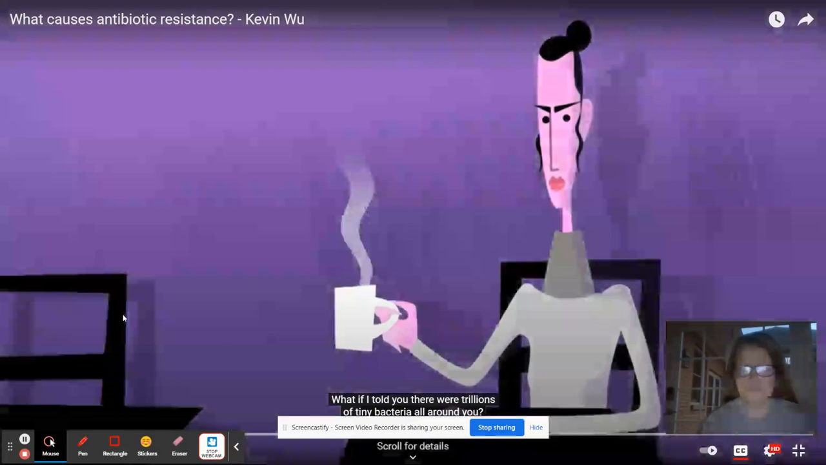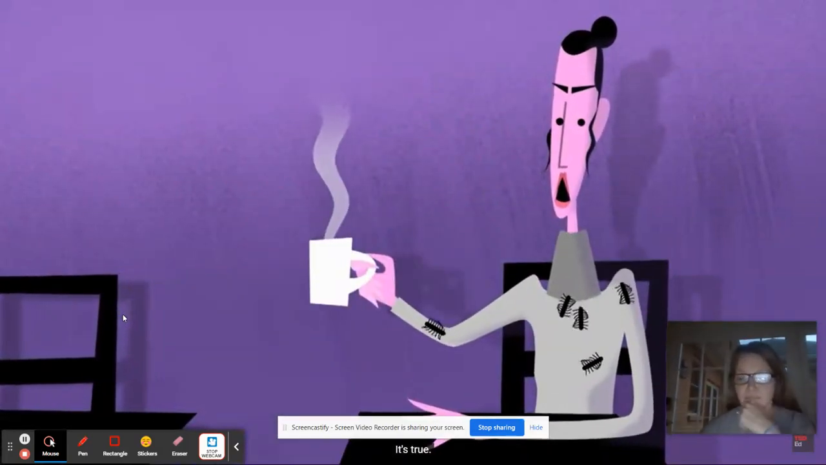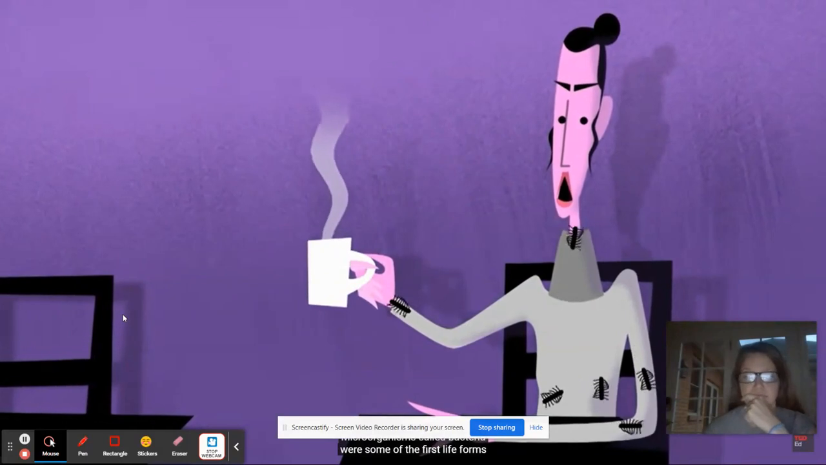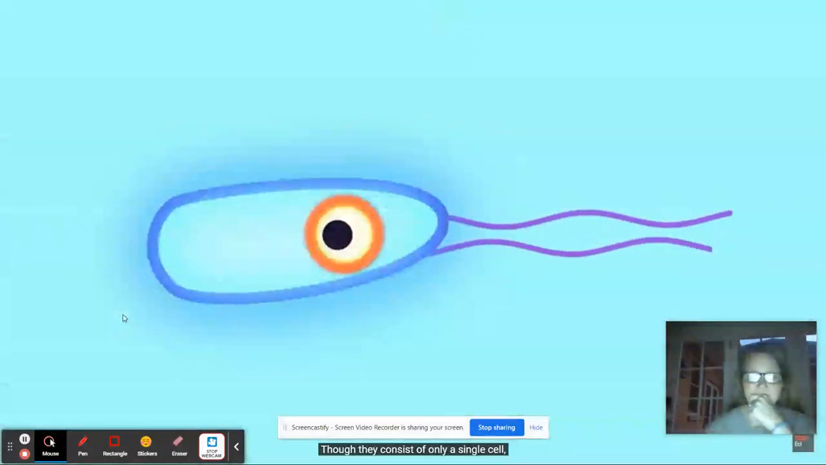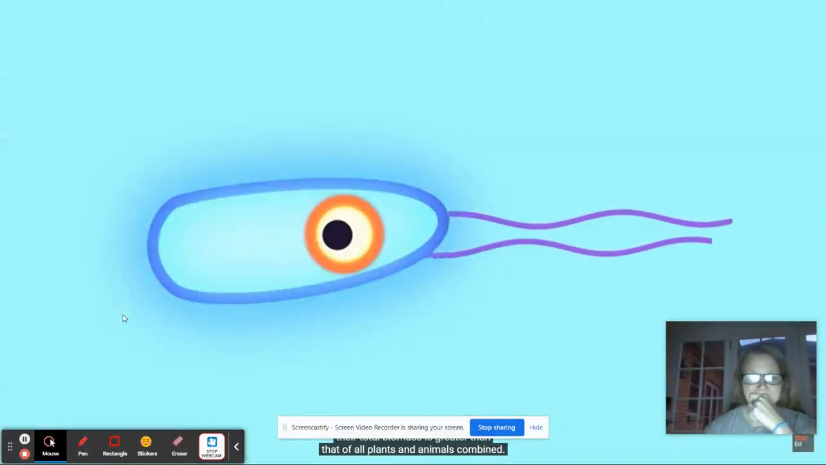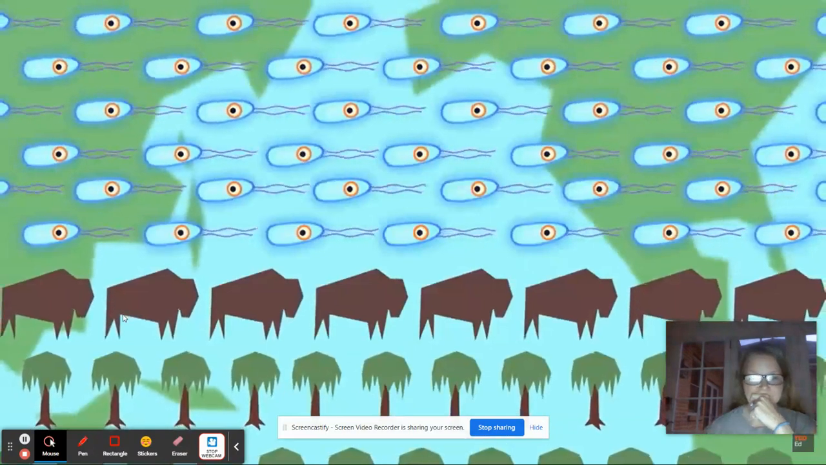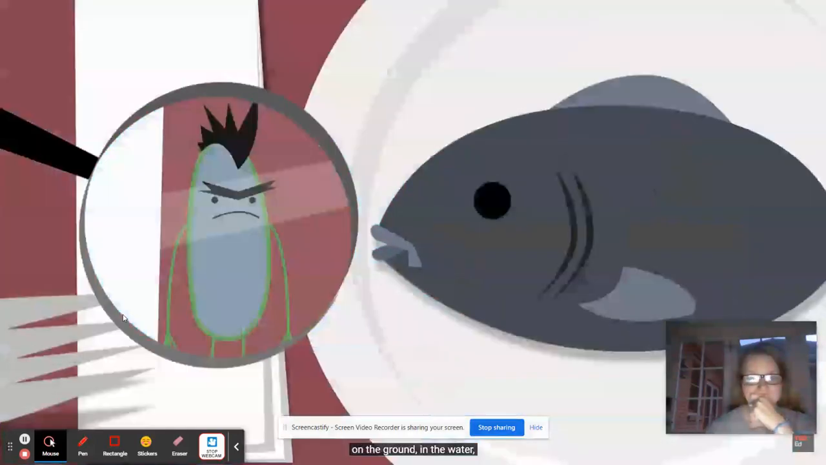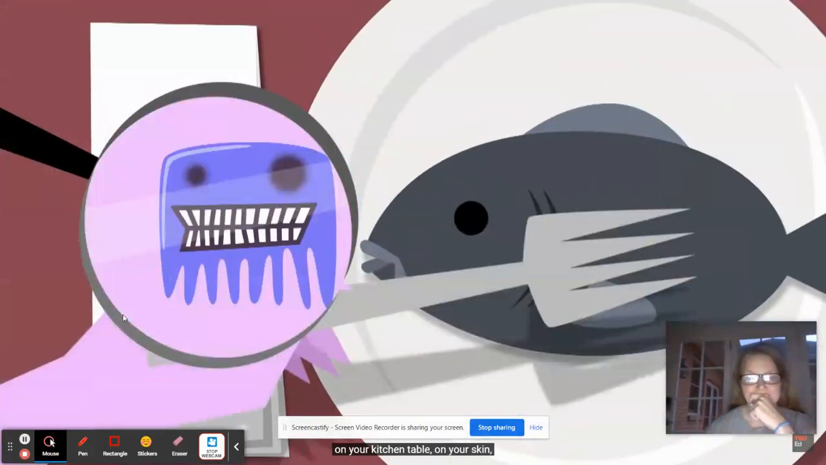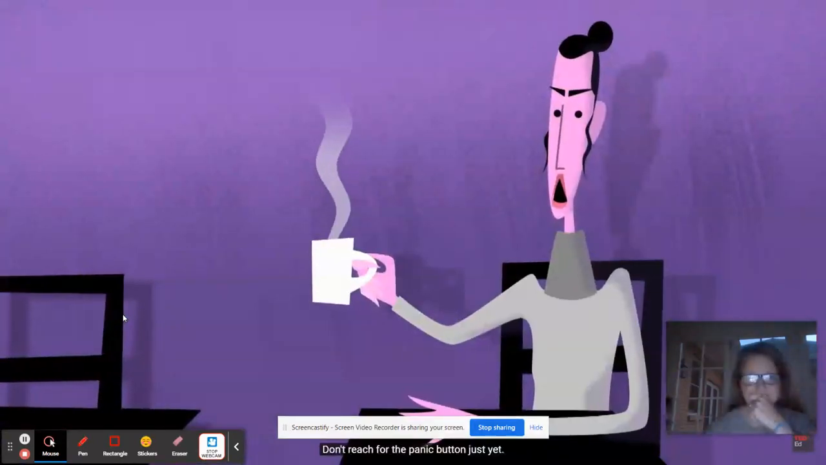What if I told you there were trillions of tiny bacteria all around you? It's true. Microorganisms called bacteria were some of the first life forms to appear on Earth. Though they consist of only a single cell, their total biomass is greater than that of all plants and animals combined. And they live virtually everywhere: on the ground, in the water, on your kitchen table, on your skin, even inside you. Don't reach for the panic button just yet.